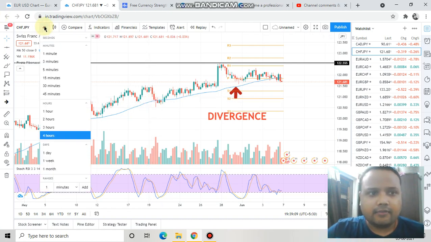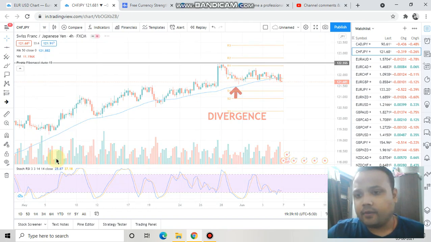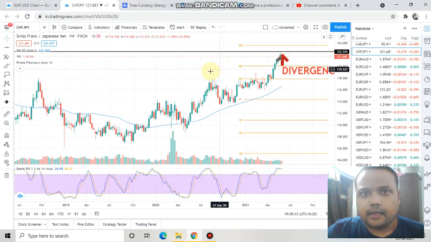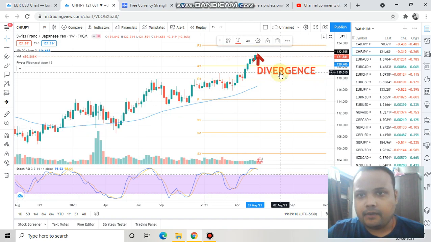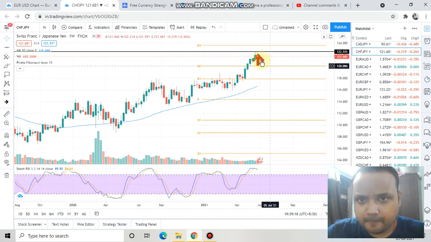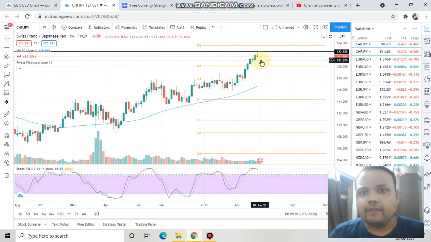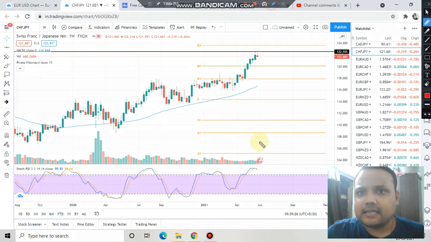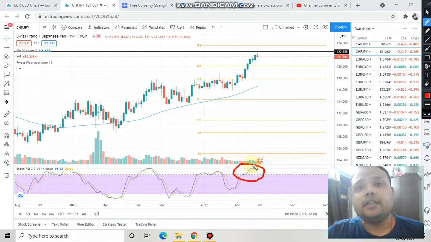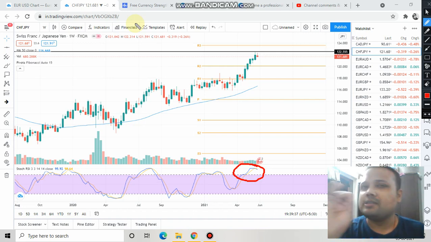If I take you to the weekly time frame, let me remove this divergence. In the weekly time frame, we can see that the market is very bullish. There is no doubt about it. But the stochastic RSI is telling us that the market has reached the overbought zone, and it has been trading in the overbought zone for quite some time. Therefore, there is a good possibility that we may see some correction or retracement.